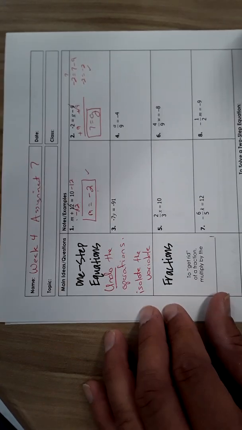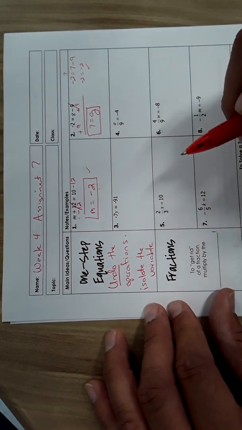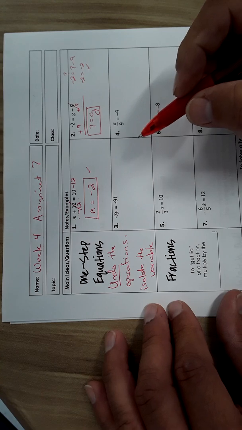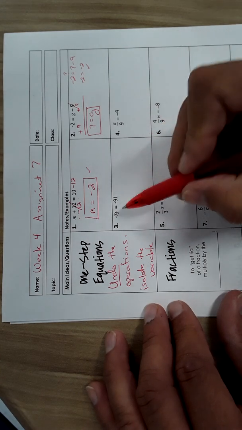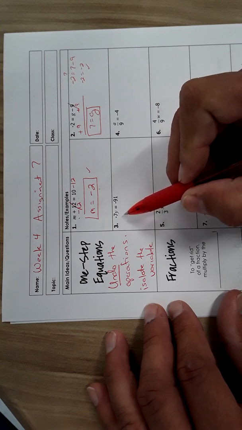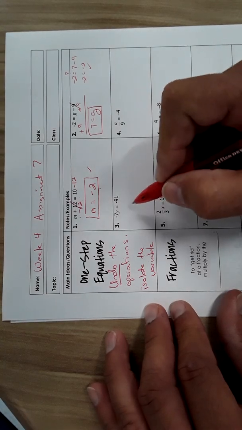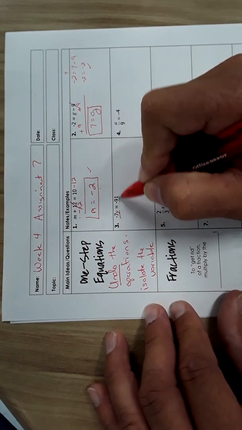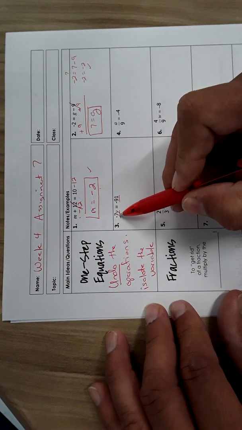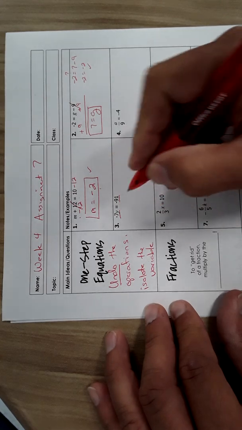Okay. Number 3, I have multiplication going on. If I have multiplication going on, the opposite of multiplication is division. So I'm going to do the opposite of the operation. Okay, so a lot of students want to add 7 here because they see the negative 7, but this is not a subtraction problem. This is a multiplication problem. And the opposite of multiplication is division. So I'm going to divide both sides by whatever number is here. Not the opposite of the number, the opposite of the operation. The opposite of multiplication is division.